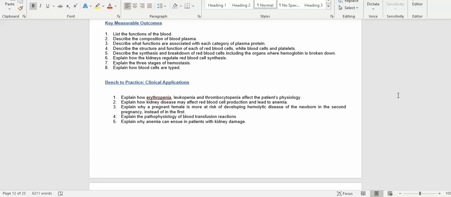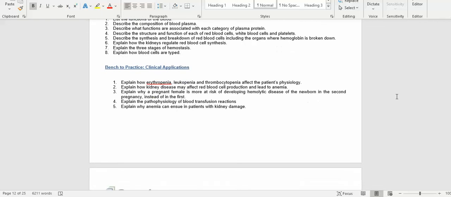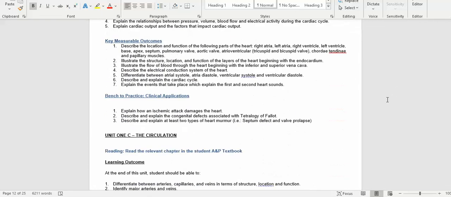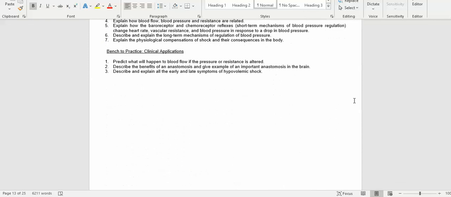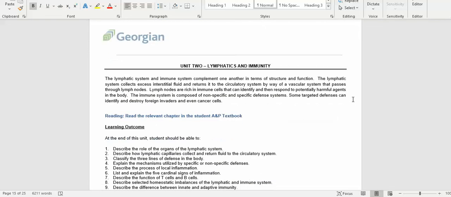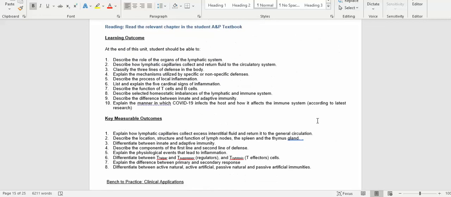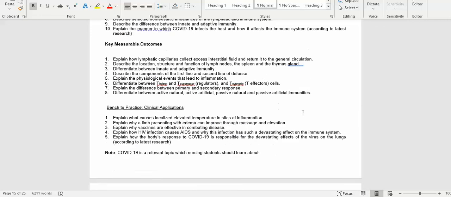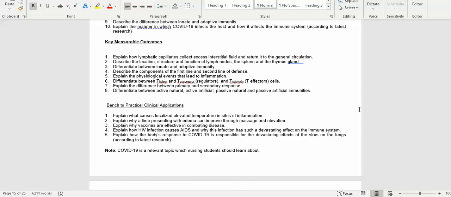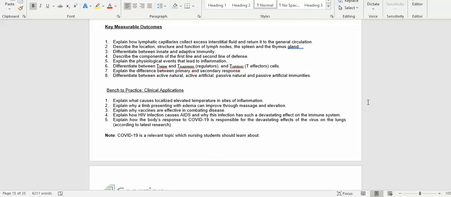Now, every one of these outcomes has the same thing, this bench to practice clinical applications, etc. So I'm not going to go through all of these. You can read it yourself. But I've broken it all out for the learning outcomes and the key measurable outcomes. Bench to practice is, again, contextual.